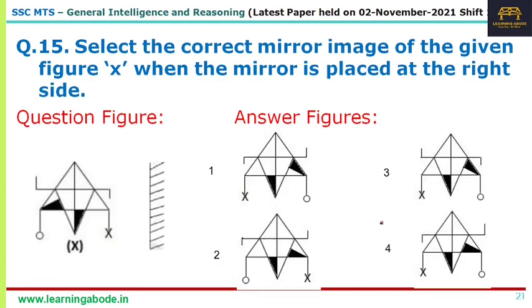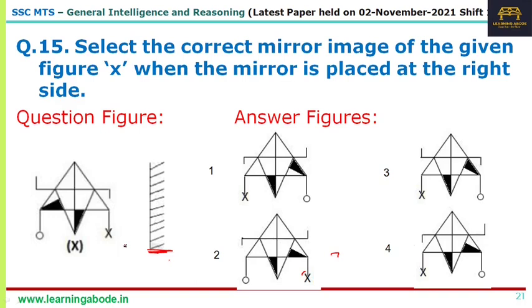So answer for this question is answer option 1 for question number 14. Question number 15, mirror image based question. Select the correct mirror image of the given figure X when the mirror is placed on the right side. Of course they have not given the mirror in the actual question. I just placed it for better understanding. So we have a question figure.